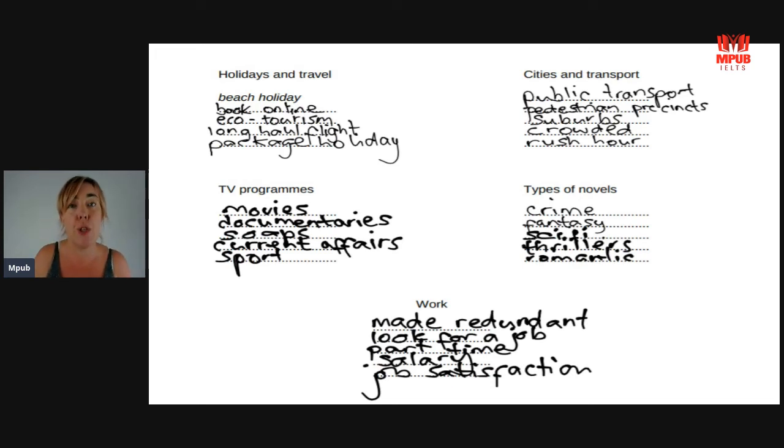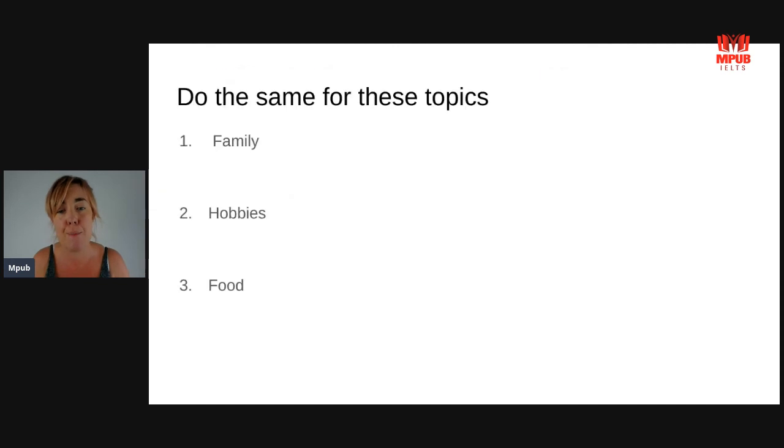Maybe if I was in Saudi Arabia, the typical food could be kibsa. Maybe if I was in Japan, the typical food could be sushi. Okay? So you could make phrases that will help you remember this vocabulary for your exam. Here are 3 other topics that you can also do the same for. Okay? So let me give you 2 minutes now to write 3 words for each topic.